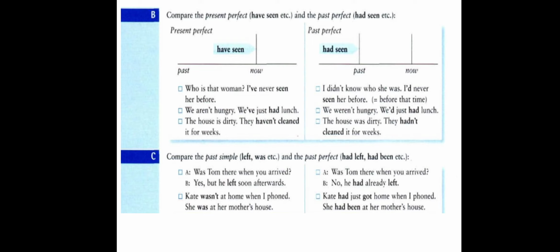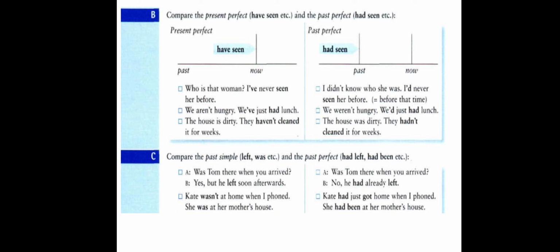Let's go back to the present perfect. We aren't hungry. Look at the auxiliary verb aren't. Aren't means now. We aren't hungry now. So the end point of the action is now, and the action extended from the past until now. So we have just had lunch. We are at the end of the action, so we say we have just had lunch.